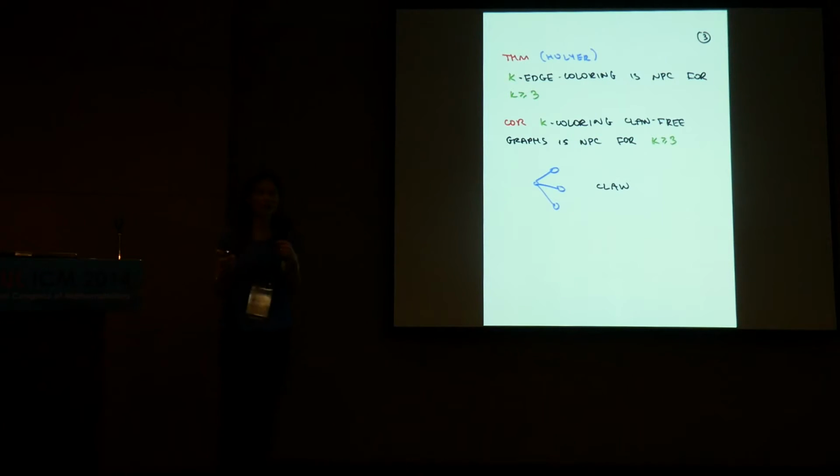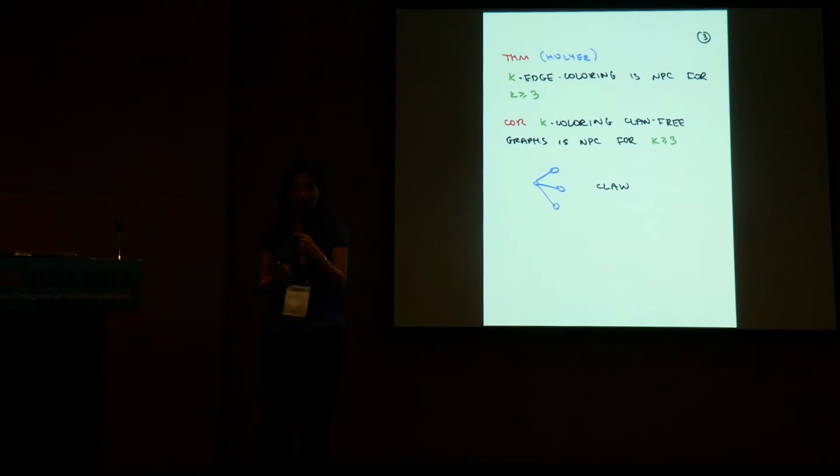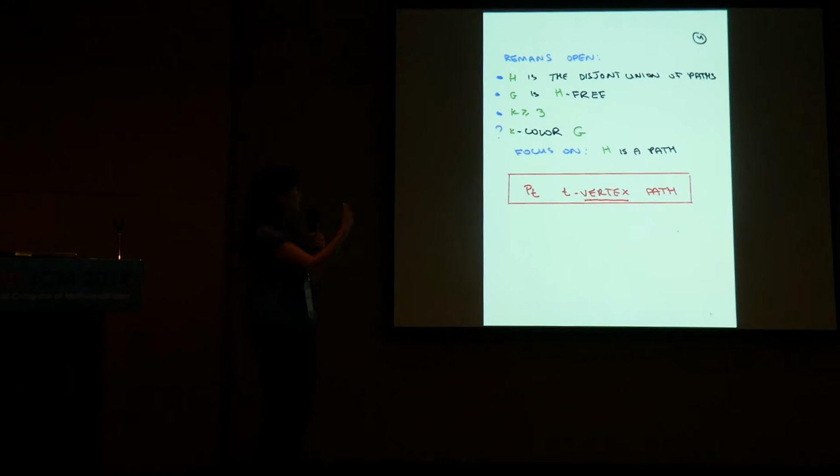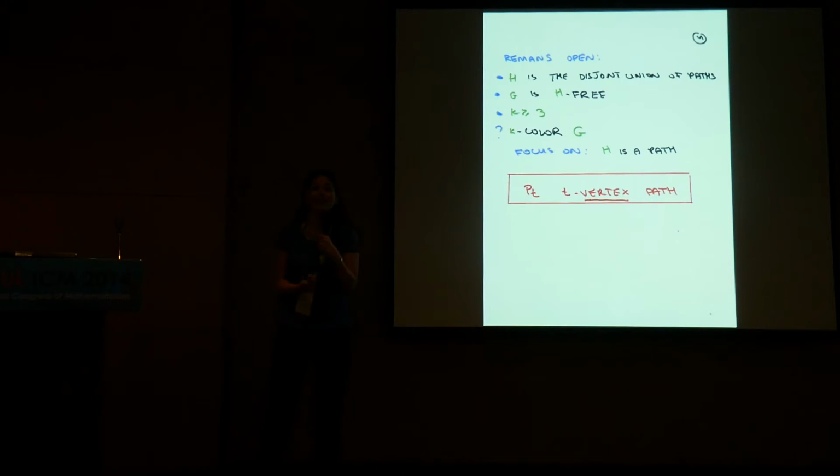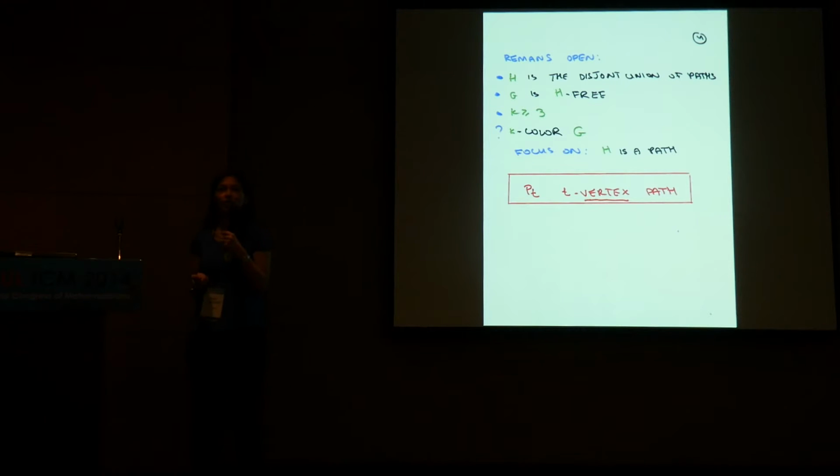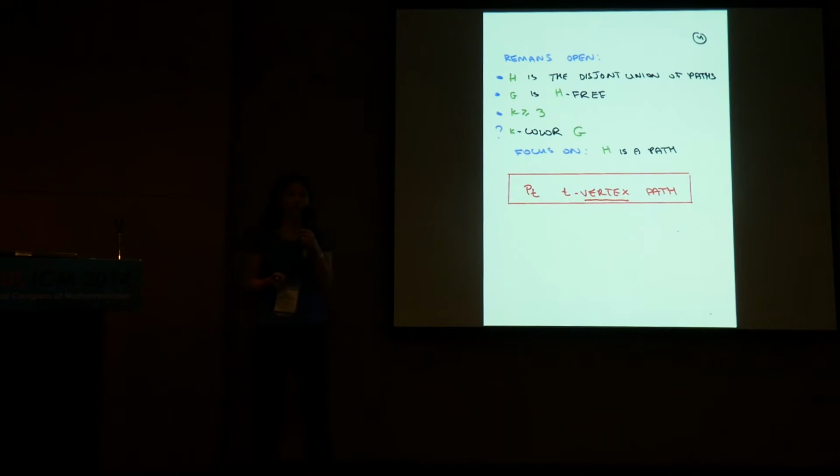Okay, so excluding anything with a cycle is not helpful. Excluding anything with a claw is not helpful. So what's left? Well, that's what's left. Excluding graphs that don't have cycles, so they're forests, and don't have claws, so they're disjoint unions of paths. Every component is a path.